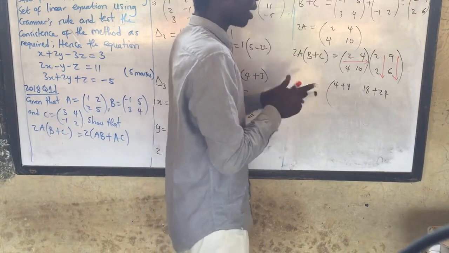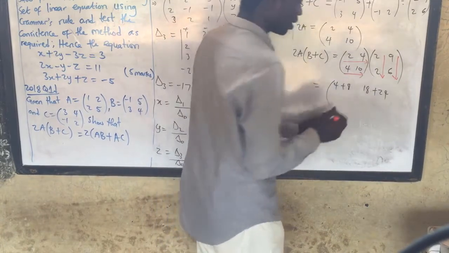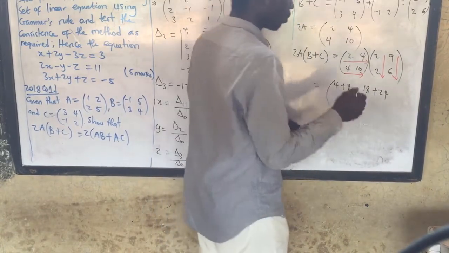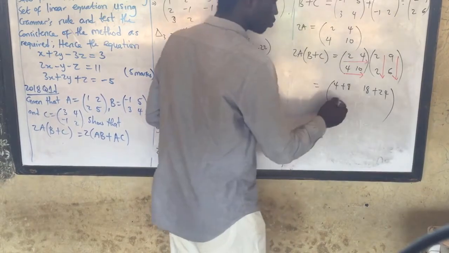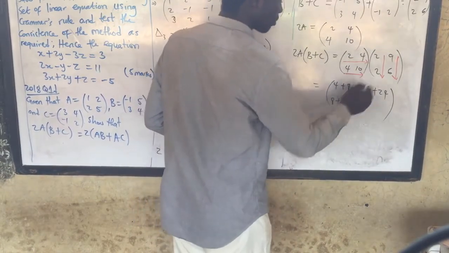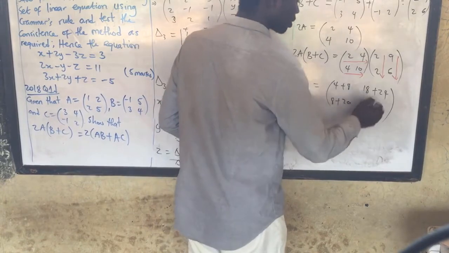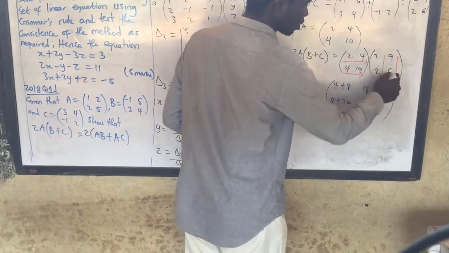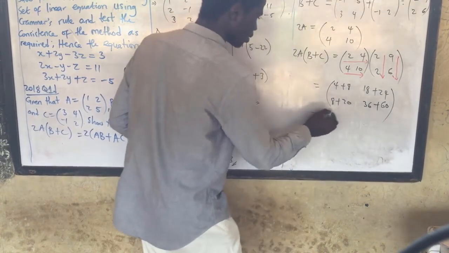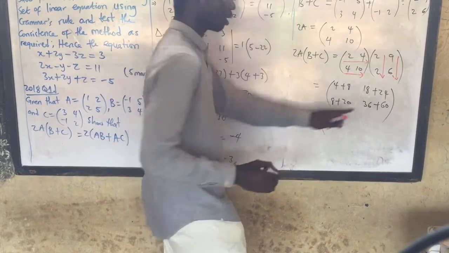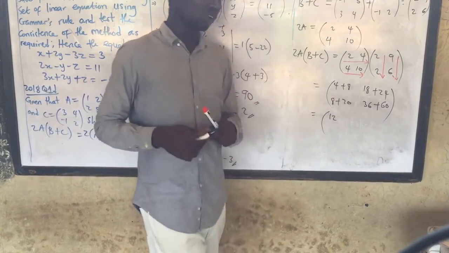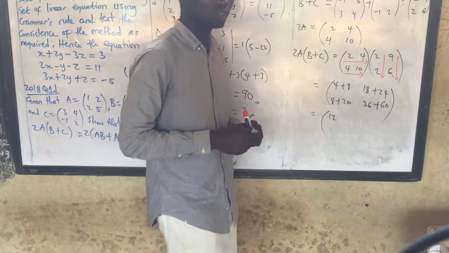So now, this one for the down one. I'm done with the up one. So for the down one, 4 times 2, 8. Plus 10 times 2, 20. 4 times 9, 36 plus 60. 4 plus 8 is 12. 18 plus 24 is 42.